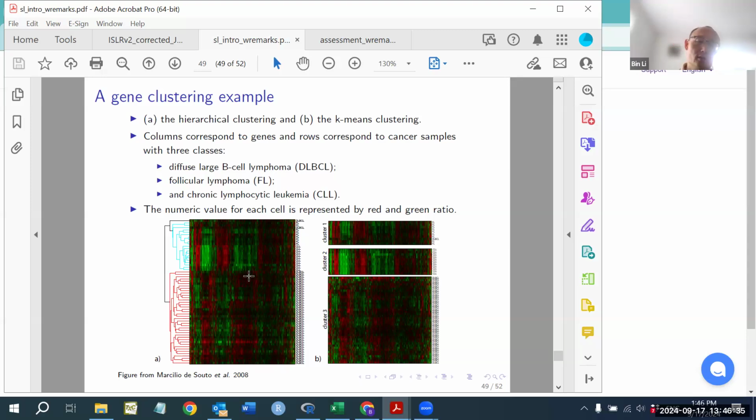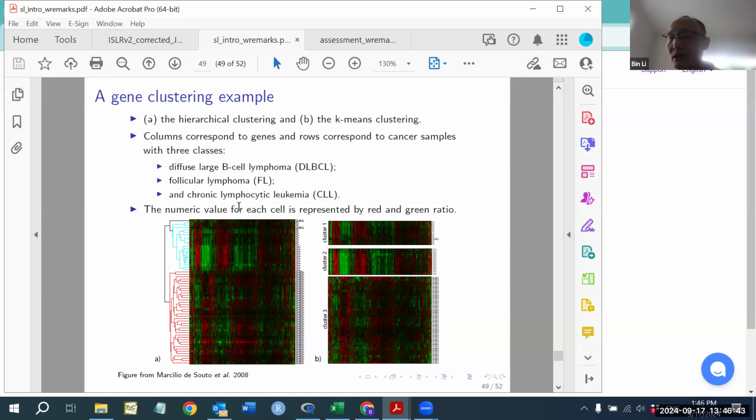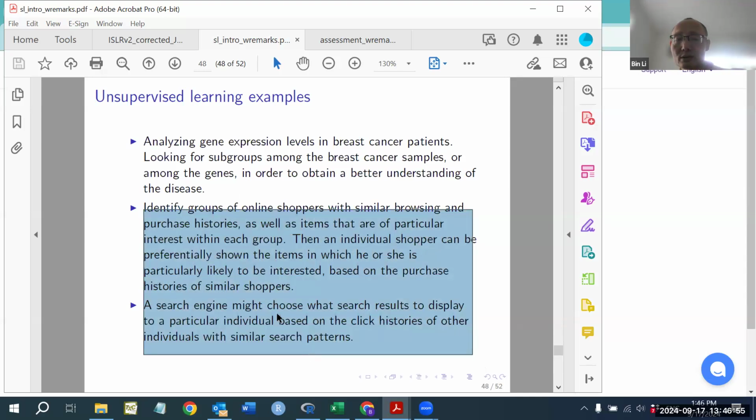Okay, so we want to find out some subgrouping structures among the patients. And we want to find some subgrouping structures also among the variables, among the genes also. So this is an unsupervised learning case, right? And you can see these are the two other examples. Okay, so unsupervised learning is also very popular.